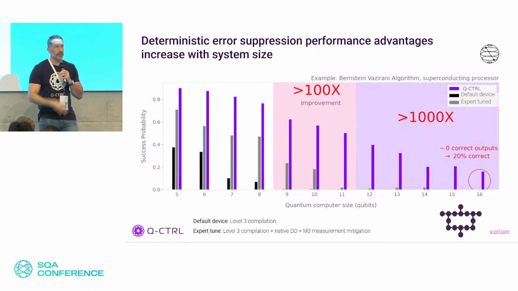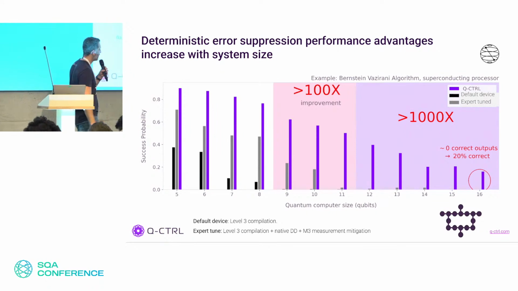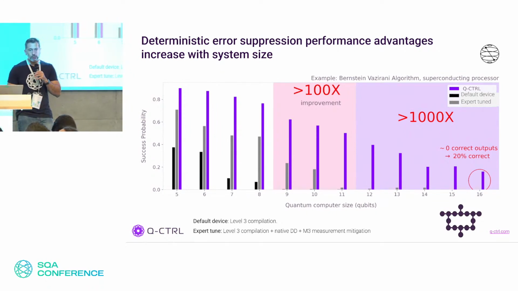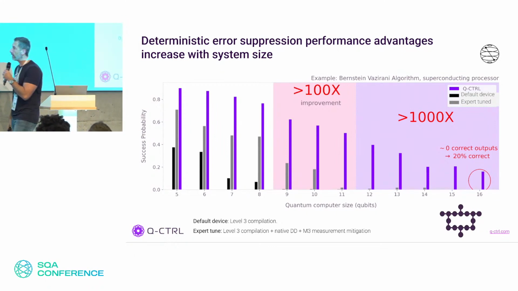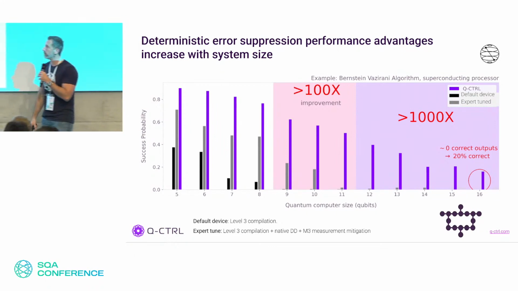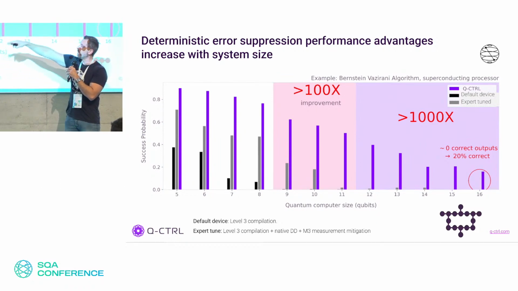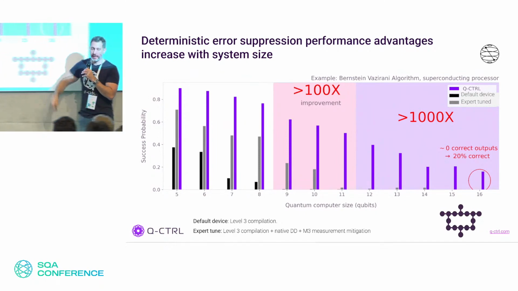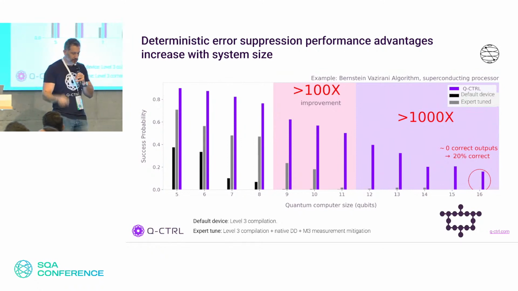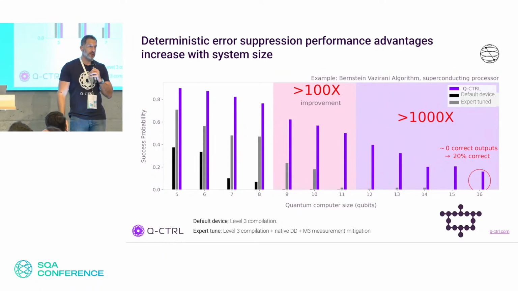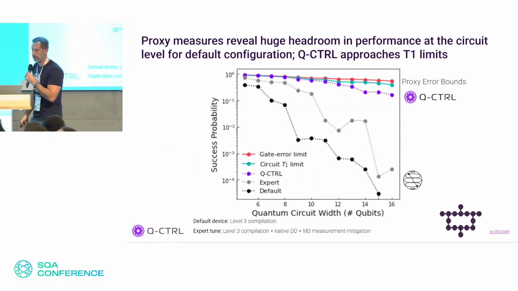The default is just compiling with a very aggressive compiler. It's the level 3 Sabre compiler for those of you who know. And then at the bottom, the expert tune adds the native Qiskit dynamical decoupling and their very effective M3 measurement error mitigation process. But by the time you get to about 9 qubits, we're 100 times better than the default, and we get up to a circumstance at 16 qubits in terms of the circuit width, where in no case in execution of the default do we, in 32,000 attempts, get the correct answer, and we get to about 20 to 40% in our experiments.